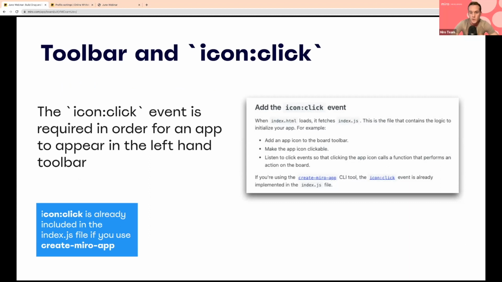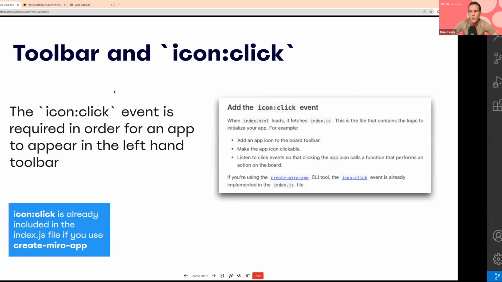But if you're using the create-miro-app command to generate your app like we recommend, and like I just did here, then the icon click event is actually already included in the index.js file by default. So there's no additional action necessary, just raising this in case you were to create an app from absolute scratch. But let me go ahead and show you where this is exactly in our project.